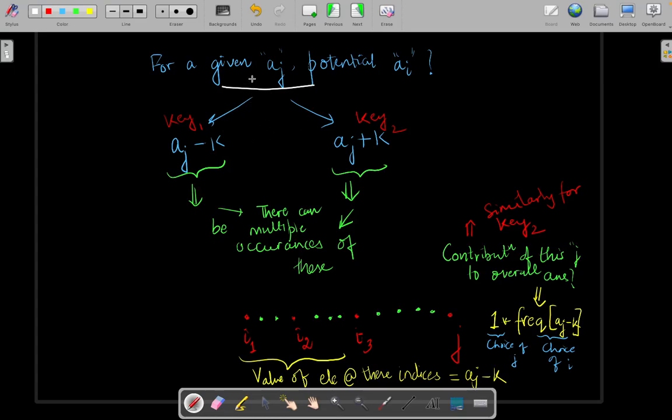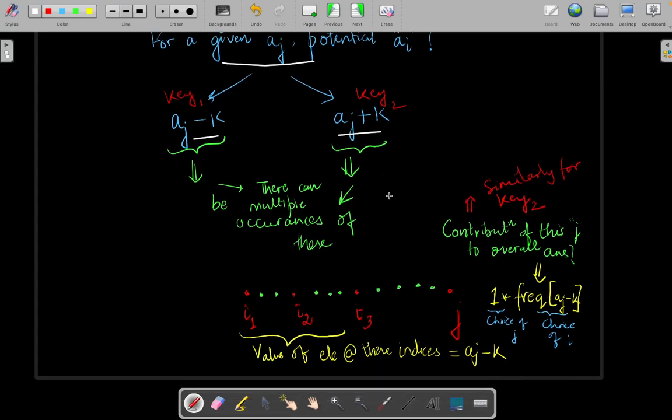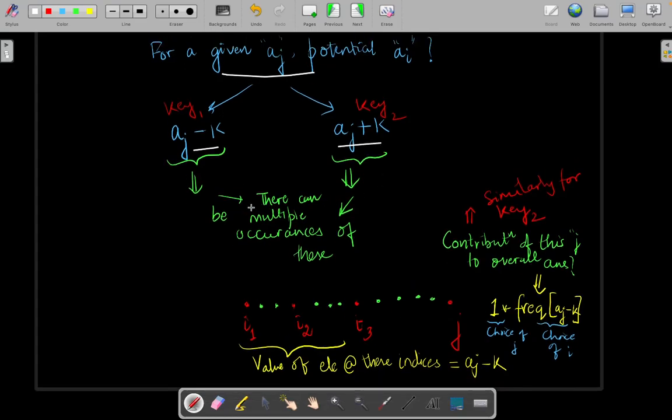So for a given j, what can be the potential value of A[i]? Well, A[j] minus k if we go in the left direction, and A[j] plus k if we go in the right direction. And there can be multiple occurrences of each of these, such as A[j] minus k. There can be multiple i to the left of this jth index that can have the same value of A[j] minus k, right?